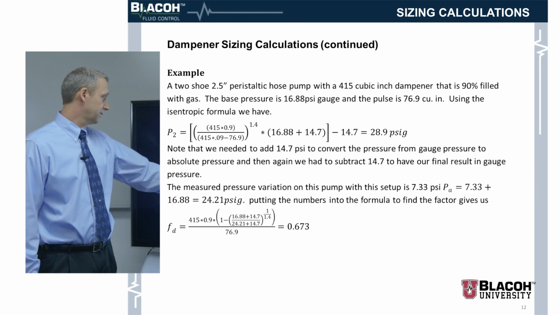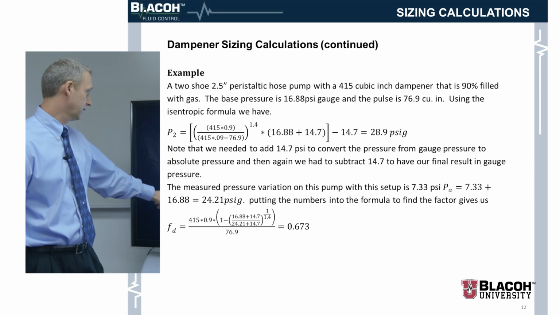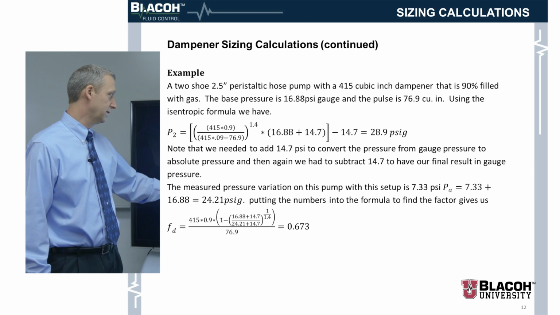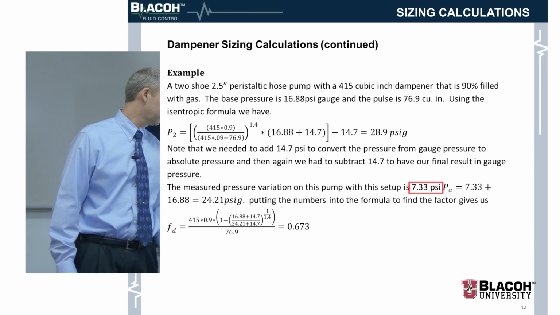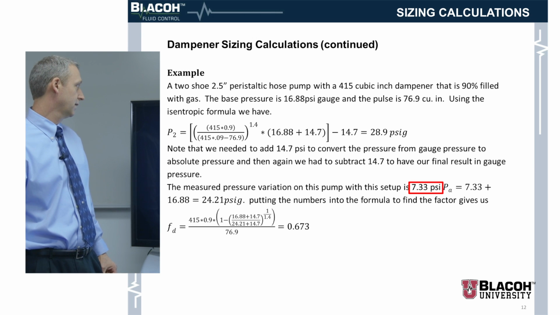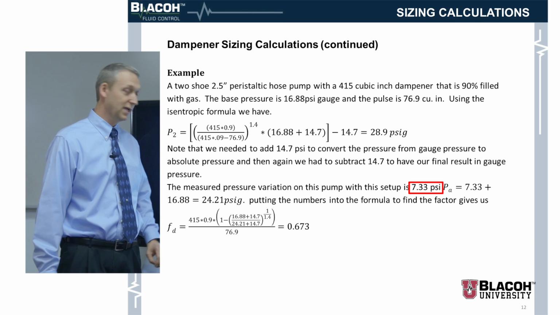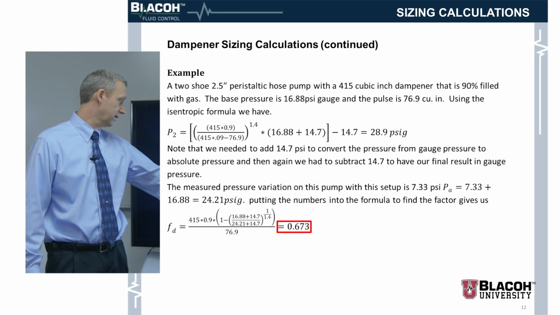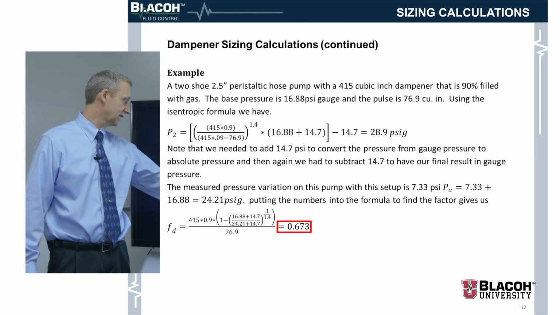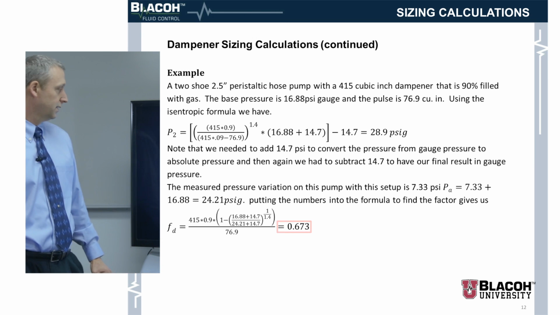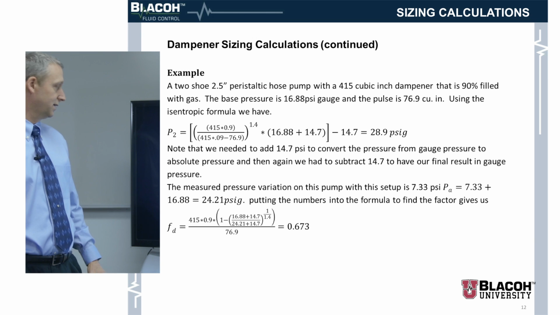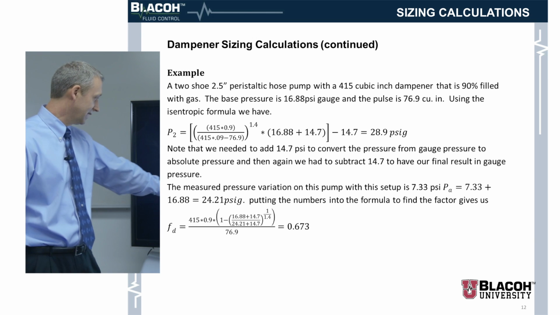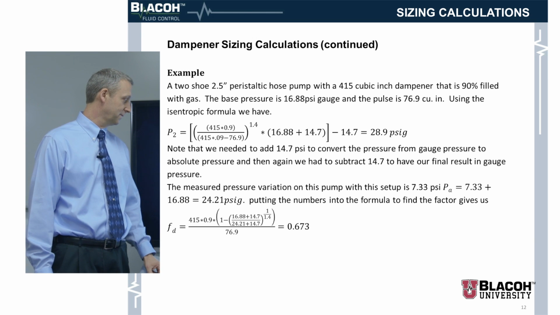So the measured variation for this pump is actually 7.33 psi, which is a fair bit less than the 28 psi. So we put these numbers in the formula, and we get this factor of 0.673. So that's our valuable number that we're looking for.